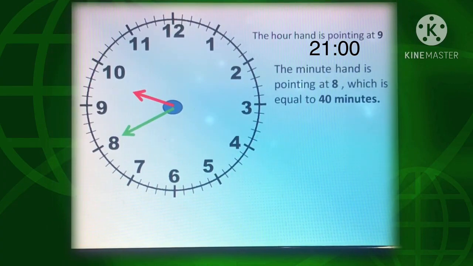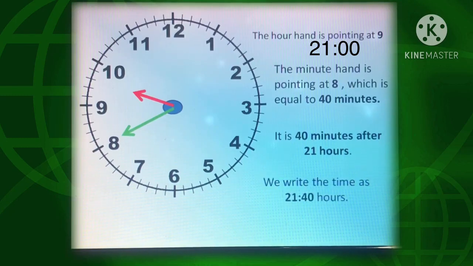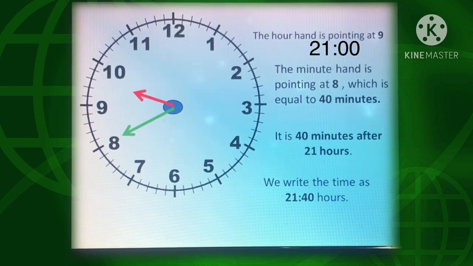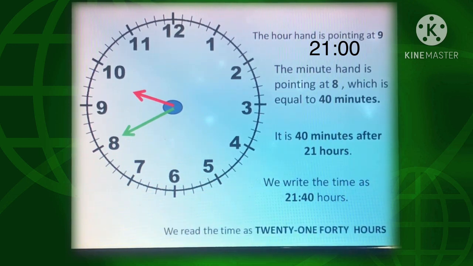And the minute hand is pointing at 8, which is equal to 40 minutes. So it is 40 minutes after 21 hours, and we write the time as 21:40 hours, and we read it as 21:40 hours. Again, we write the time as 21:40 hours, and we read the time as 21:40 hours.